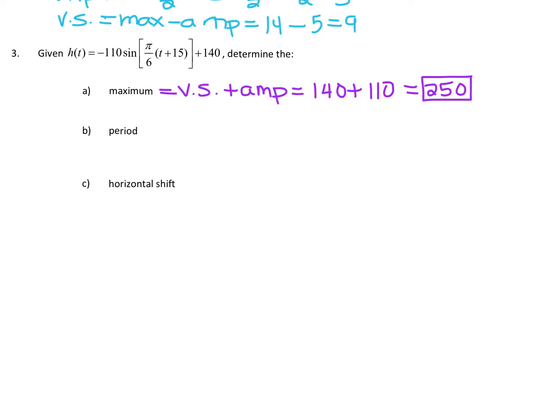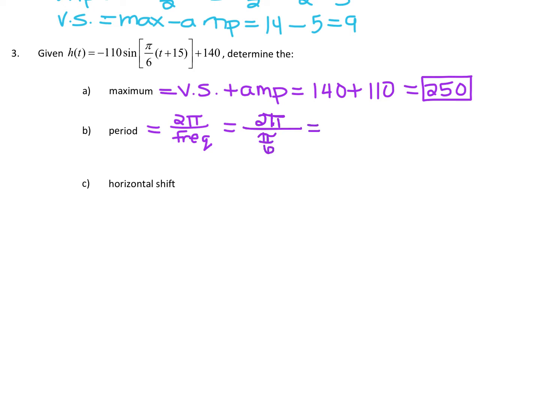Okay, the period. So our formula for period is equal to 2 pi over the frequency. Now the frequency is whatever is in front of the x in our equation, which in this case, instead of an x, we're using a t. So this pi over 6 is our frequency. So we're going to have 2 pi divided by, sorry, this pen is not working well today. So 2 pi divided by pi over 6.